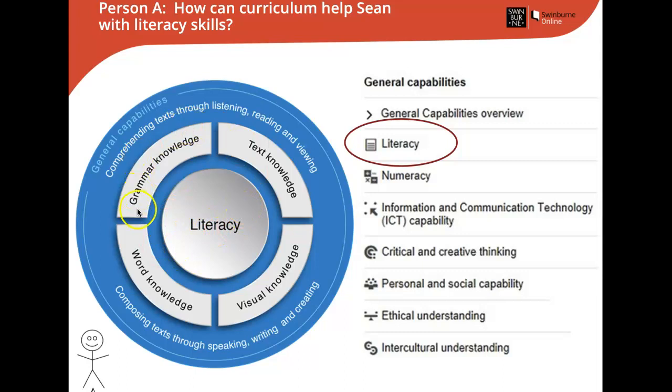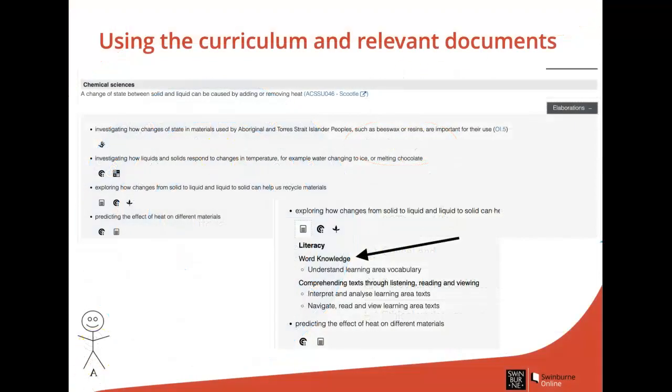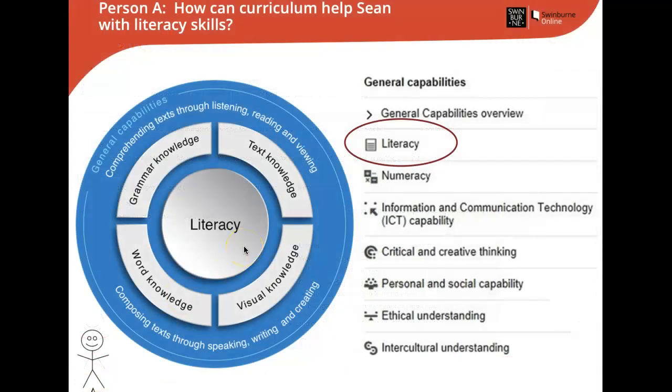And we cover these elements of literacy. We cover grammar knowledge, we cover text knowledge, we cover word knowledge, and we cover visual knowledge. If you would like to know more about these elements, if you go into the Australian curriculum and type in this general capabilities section and click on literacy, it will take you to an overview of each of these.